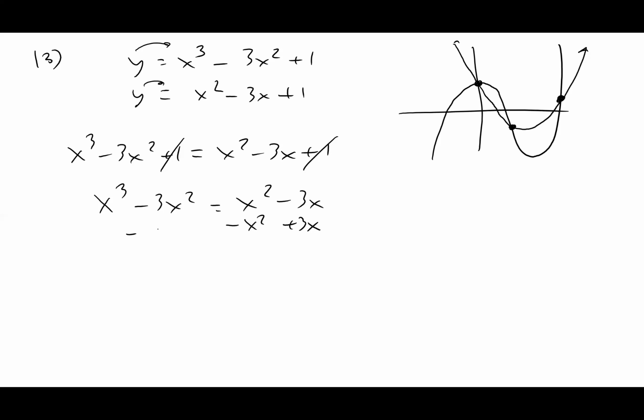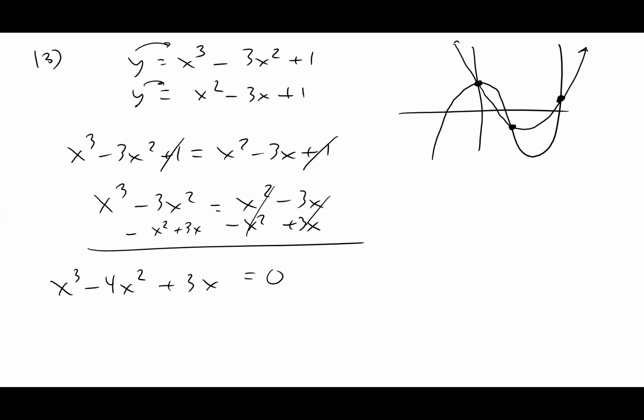Subtract x squared, add 3x. So I wanted it to go to 0 because I need a factor, and I can only factor if it's set equal to 0. Plus 3x, everybody good there so far? Okay, now you guys talk to me. What should we do?